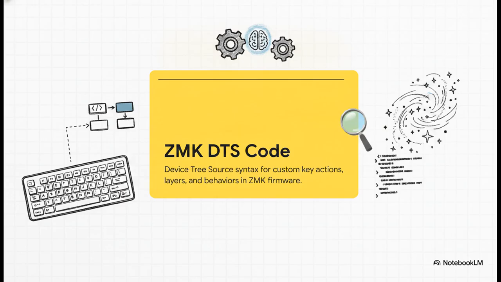Enter ZMK DTS code. That stands for Device Tree Source Syntax. Essentially, it's the raw programming language used to write custom key actions, layers, and behaviors for ZMK keyboard firmware. For any absolute beginners out there, this is the literal magic language that makes your keyboard tick. When you're using the visual layout editor, you aren't actually avoiding this code. The editor is just doing the heavy lifting for you. It's generating perfectly clean, valid DTS code right behind the scenes.